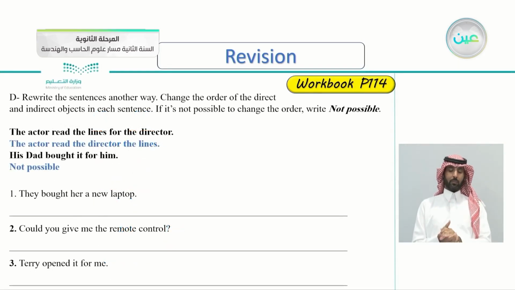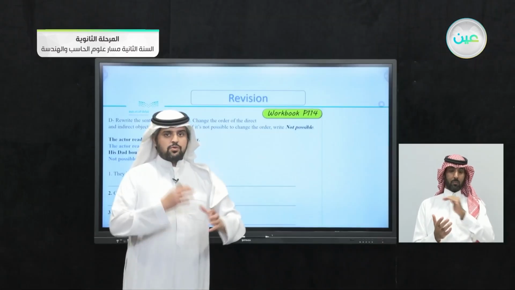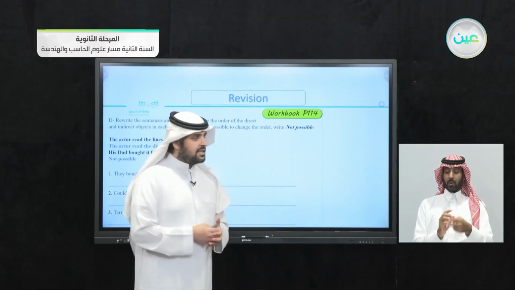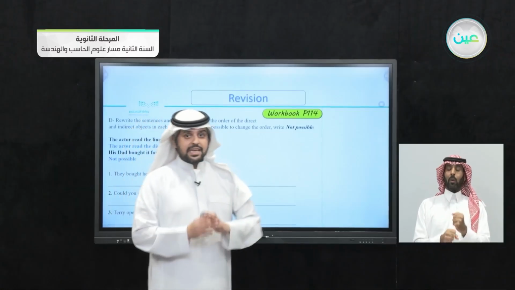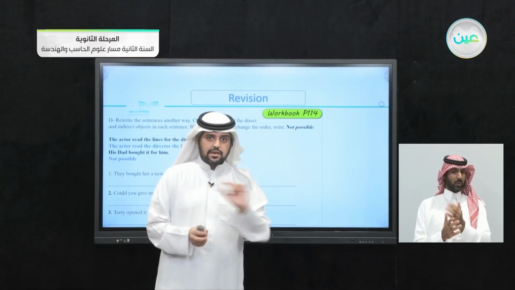Continuing here with exercise D, rewrite the sentences, on the same page 114. Rewrite the sentences another way. Change the order of the direct and indirect objects in each sentence. If it's not possible to change the order, write not possible. So we will have a sentence and try to change the order of the direct and the indirect object. Again, rewrite the sentences another way. Change the order of the direct and indirect object in each sentence. If it's not possible, remember, just write not possible.